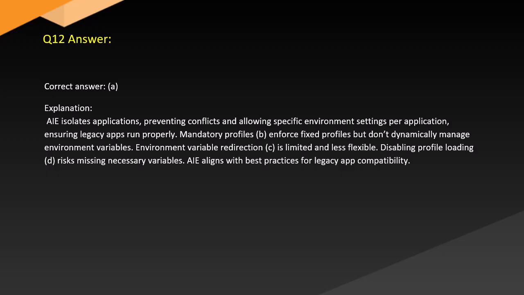Answer. Correct answer: A. Explanation. A. Isolates applications, preventing conflicts and allowing specific environment settings per application, ensuring legacy apps run properly. Mandatory profiles, B, enforce fixed profiles, but don't dynamically manage environment variables. Environment variable redirection, C, is limited and less flexible. Disabling profile loading, D, risks missing necessary variables. A aligns with best practices for legacy app compatibility.